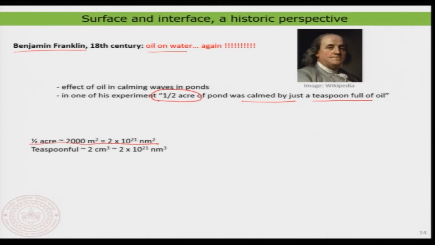So if you calculate the area in nanometer square, you would find that it is 2 times 10 raised to 21 nanometer square. And that spoonful can be approximated as something like 2 centimeter cube. It is a small amount, and that can also be converted into nanometer cube volume. If you now take the ratio of it, you can easily calculate the amount that would be spread on the half acre pond, and that turns out to be just 1 nanometer thick. That means the thickness of the oil that you spread on this pond was just 1 nanometer.